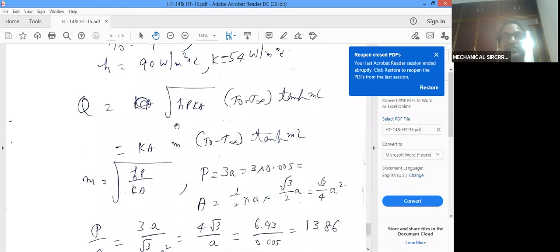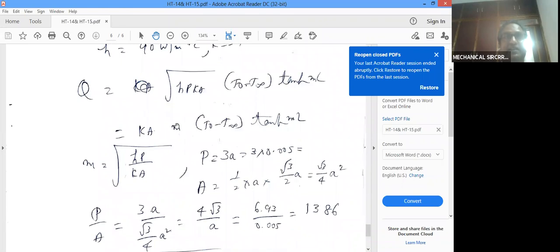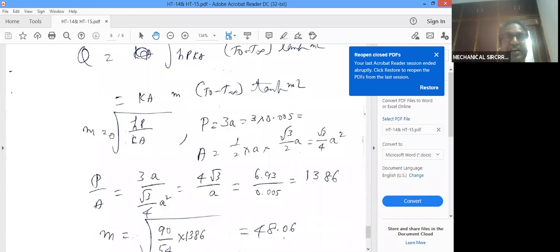So root of hPkA is equal to kA into m. You can write like this also. Already we have discussed this while deriving the equation. kA into m, into T naught minus T free stream, into tanh(mL). So how do you calculate the m value? m is equal to square root of hP by kA.